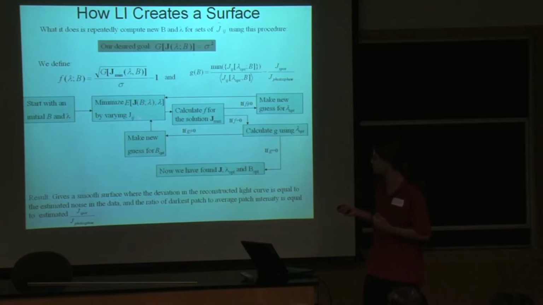Now you don't have to get too hung up here, you can look at it in greater detail, it's on my poster, but basically it minimizes E with a conjugate gradient method, so LI goes around in multi-dimensional space, getting the proper J's, and then it goes through making these two equal to 0, probably repeatedly, to get a good lambda and a good bias. So after it's done all this, we'll have a smooth surface where it's only fit as much as is justified by our noise. And the dark spot to photosphere brightness will be what we actually think it should be.